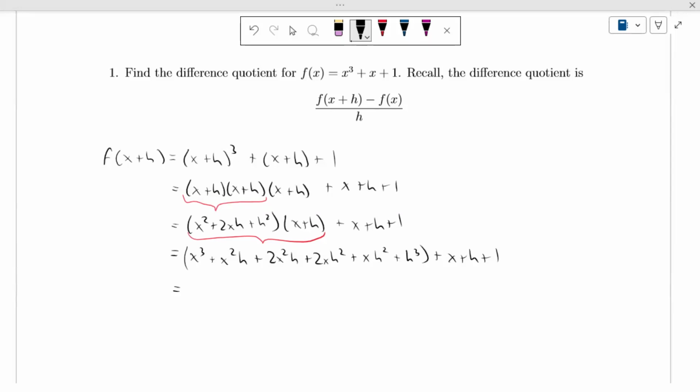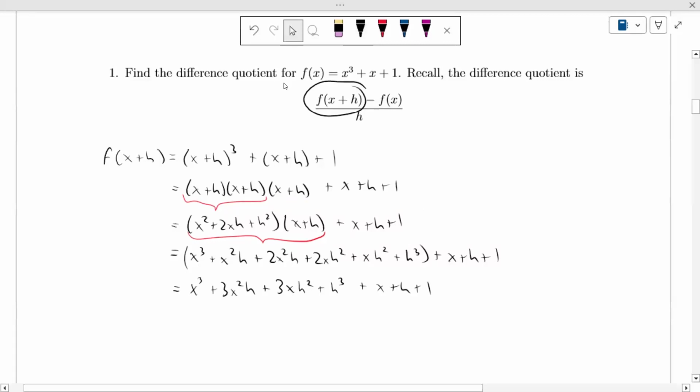All right, so now I can simplify this, right? Combine like terms. I have an x cubed over here. I have an x squared h plus another 2x squared h, so that makes 3 copies of x squared h. I have 2xh squared plus another xh squared, so that makes 3 copies of xh squared, and then plus h cubed plus x plus h plus 1, right? And there are no other like terms to combine. So that's f of x plus h, which is just this part of the difference quotient.